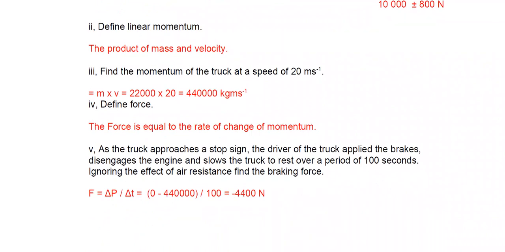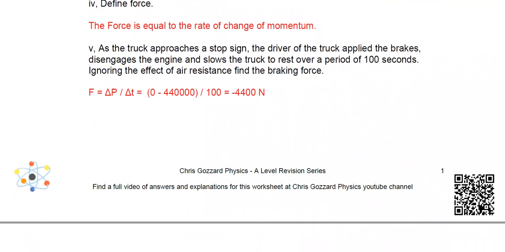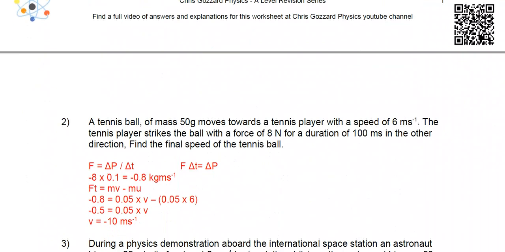Next up, define force. Well, force is equal to the rate of change of momentum. As the truck approaches a stop sign, the driver of the truck applies the brakes, disengages the engine and slows the truck to rest over a period of 100 seconds. Ignoring the effects of air resistance, find the braking force. Well, we already know force is equal to the change in momentum over the change in time. Well, we need to remove all that momentum and end up with no momentum. So we actually have to remove 144,000 kilogram meters per second, and divide that by our time of 100 seconds, we get our force of minus 4,400 newtons.